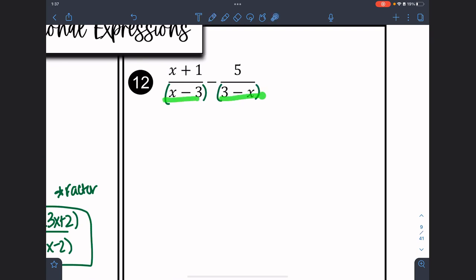Again, these are not the same. So you could multiply this side by 3 minus x, this one by x minus 3, because you can't break that down, you can't factor them anymore.